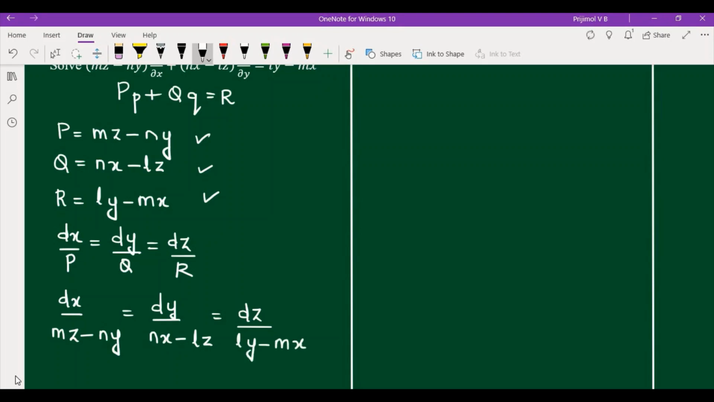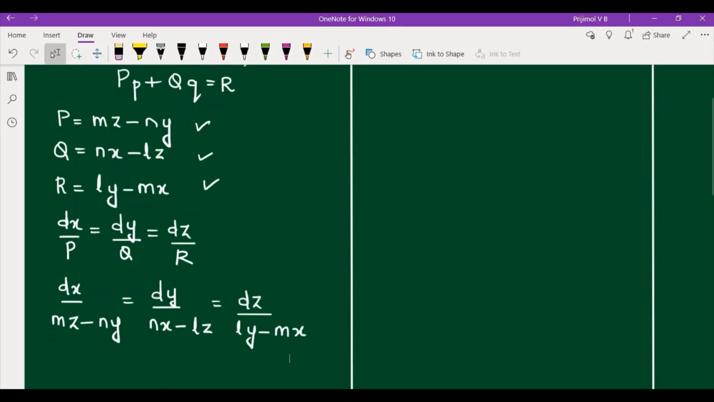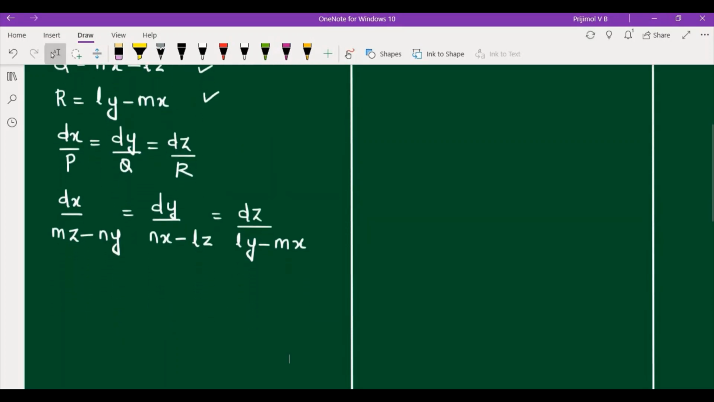Okay, now if you are going to adopt the previous methods for finding out the solutions by direct integration, it seems impossible, because we cannot separate x, y, z from any of these three ratios. If you consider first and second ratio, you cannot separate the variables, as well as second and third, you cannot separate the variables, as well as if you choose first and third ratio, you cannot separate the variables, and separating the variables seems to be impossible. That is the reason we are going to use the Lagrange multipliers for solving this and finding a solution of our Lagrange partial differential equation.